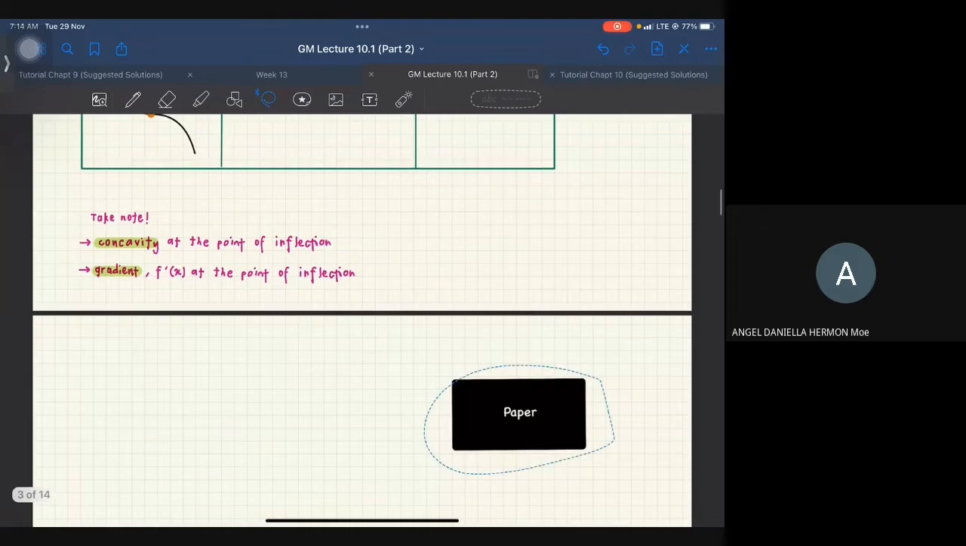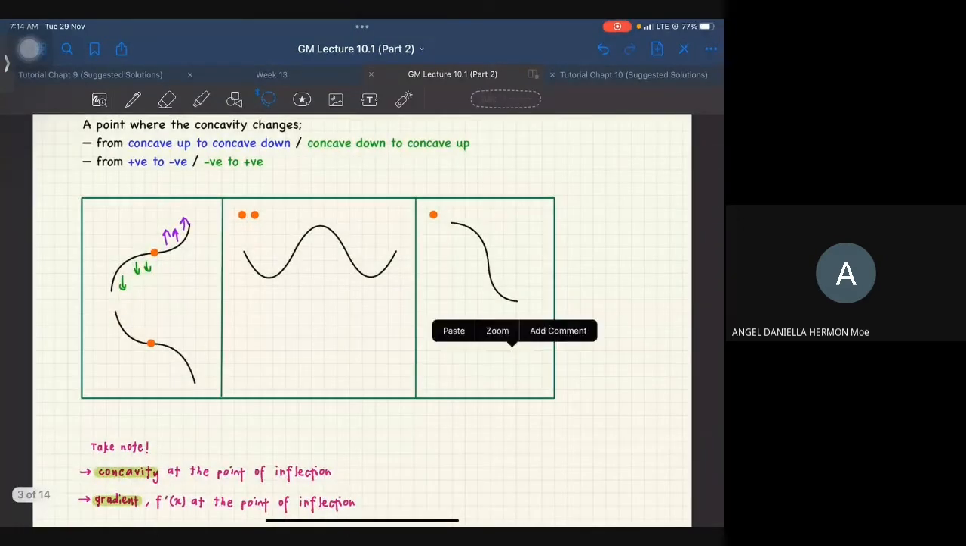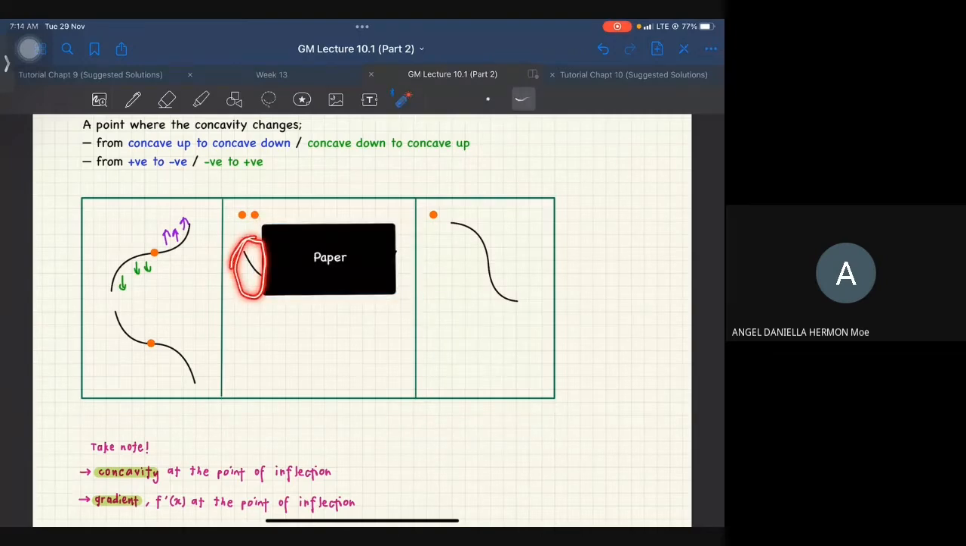Okay, so I have a paper over here. This is my black paper. So saya letak kat sini. Paste it over here. Okay, so let me cover part of this graph. Okay, so saya letak dekat sini dulu. So let's just focus on this one over here lah. Okay, so sekarang ni apa yang saya ada dekat sebelah kiri ni? Is it a concave up or is it a concave down? Concave up. Concave up, exactly.